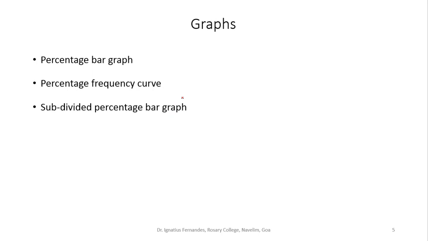Like we saw in the previous module, the cost of construction of a house, the total 100% was divided in terms of percentages depending on the category. So there it was more like a percentage pie chart, and so on.